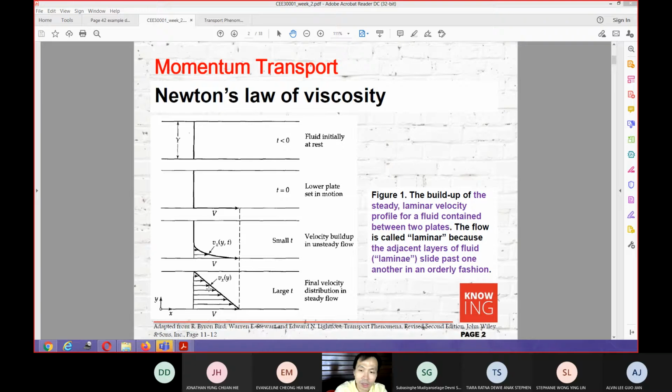So nature is always fair. It's not like the economy in the world. The economy in the world is the other way around: the richer get richer, the poorer get poorer. But in here it is not. So the velocity will be transferred in the upward direction, but the velocity increases in the downward direction. So the direction of the momentum transport is opposite to the direction where the velocity increases. Okay, so this is very important.